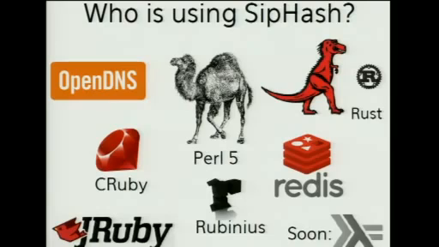OpenDNS in all its DNS cache instances is now using SipHash 2-4. CRuby and Rubinius use it for tables. Perl and Rust of the Mozilla Foundation are using SipHash as well, and it will soon be in the Haskell platform.